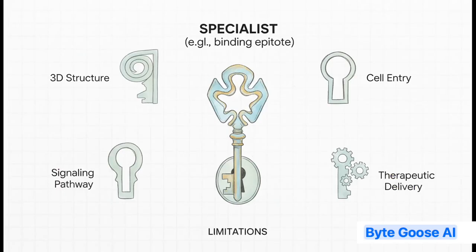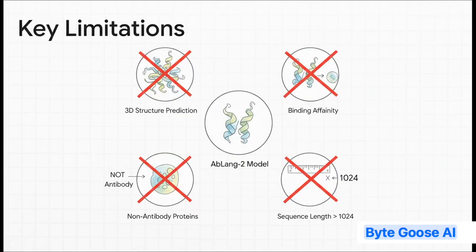But it is a specialist, and it's really important to understand what it can't do. For instance, it won't predict the 3D structure or how well it binds. You need other tools for that.